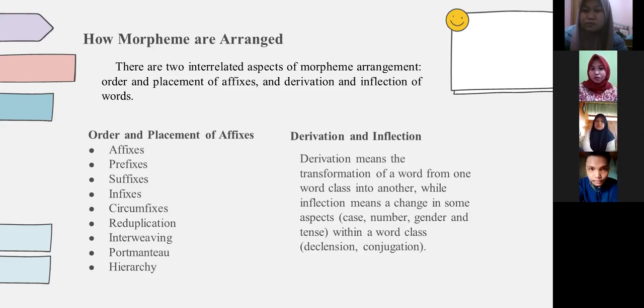Okay, now we move to the second speaker, which will be delivered by Muhammad Edi. Time is yours. Okay, thanks, moderator, for giving me the chance to continue our group's discussion. I'm going to talk about how morphemes are arranged.